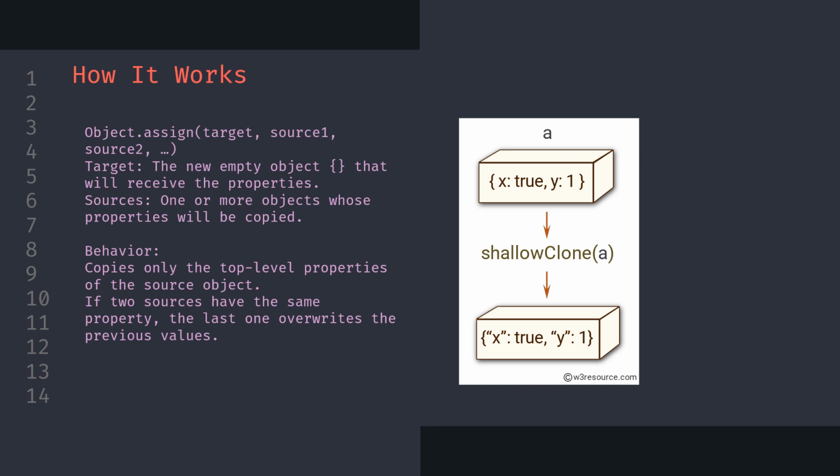Here's how it works. Object.assign is a built-in JavaScript method used for copying properties from one or more source objects into a target object. In our case, we use an empty object as the target to ensure we get a brand new object. It's important to remember that this only performs a shadow copy, meaning that if the object contains nested objects, those are still shared between the original and the clone.